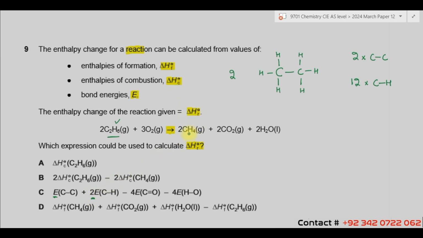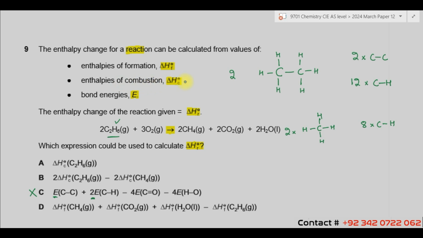In product, we can see that we have CH4, and again there are 2 moles. So 4 carbon hydrogen bonds into 2 is 8, so it should be either 8 CH bonds or 12 CH bonds. They have written only 2, so in terms of bond energy, bond enthalpy, this is incorrect.